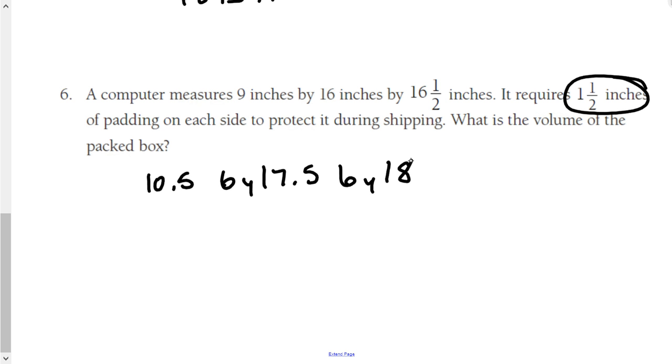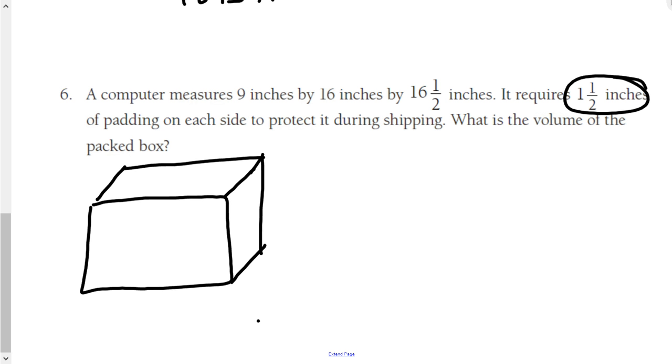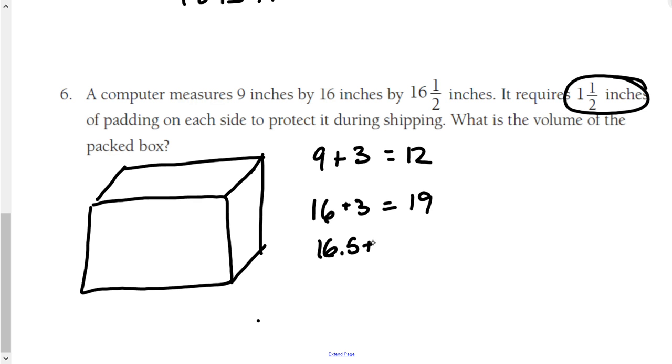Okay, 1 second. I know what I did wrong. I only did one side, so this should be 9 plus 3 inches to give me 12, 16 plus 3 to give me 19, and 16.5 plus 3 to give me 19.5. Then you multiply these all together. There we go. We get 4,446 inches cubed.